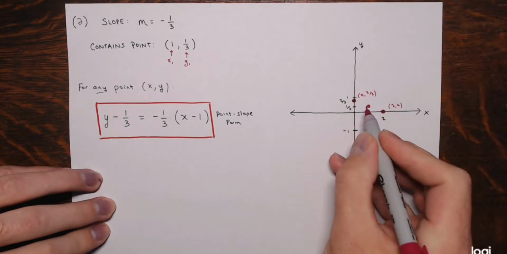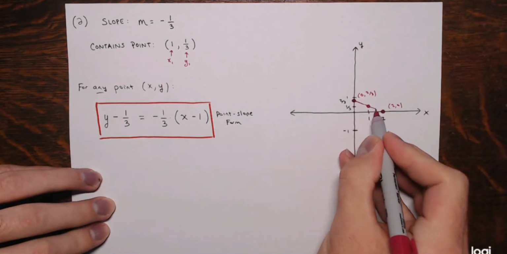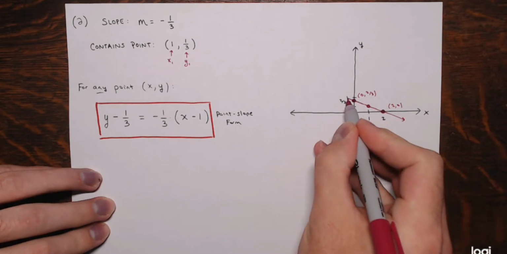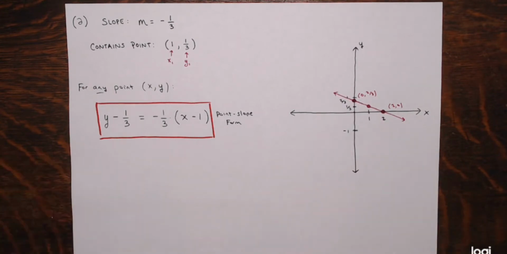And the rest of the line should fall on this line here with these points, and I'll just draw again a rough sketch of that. There's the rest of the line, with arrows on the ends.